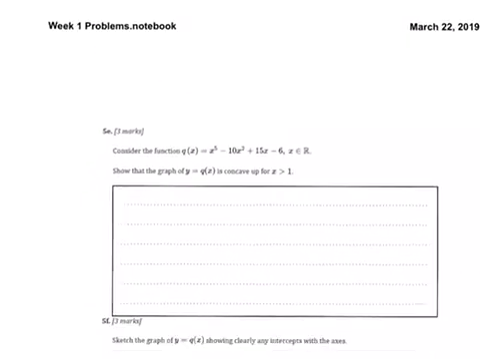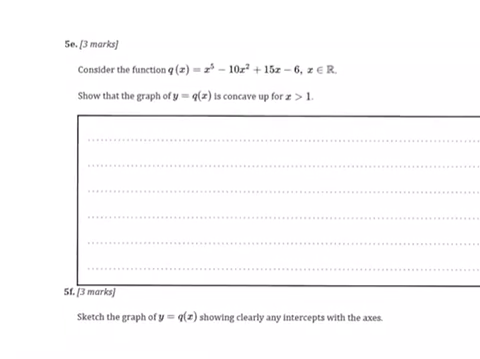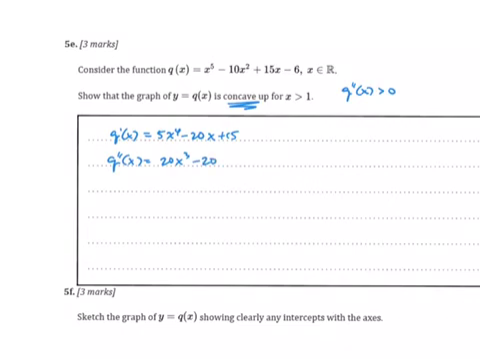What's next? Okay, consider this function. Show that the graph of y equals q of x is concave up. Well, concavity has to do with the second derivative. So we want q double prime of x to be greater than 0. That'll confirm that it's concave up. So let's do that. Q prime, taking the derivative of the above function, will be 5x to the 4th minus 20x plus 15. Second derivative, 20x cubed minus 20.